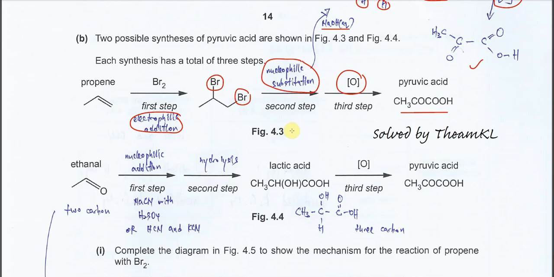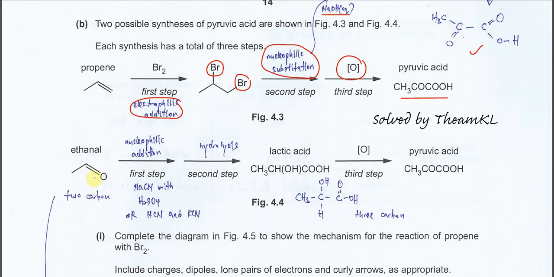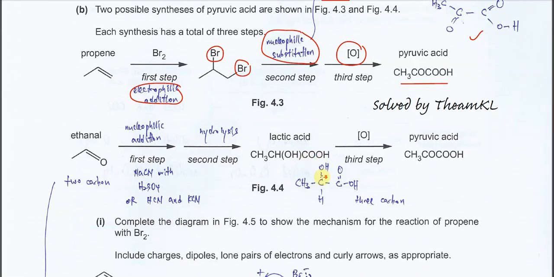For this figure 4.4 here, it started with the ethanal. After the first step, the second step is to form the lactic acid, and this lactic acid will undergo oxidation to form this pyruvic acid. This third step is very easy. The H here and H here will be removed, and therefore it can form this pyruvic acid.